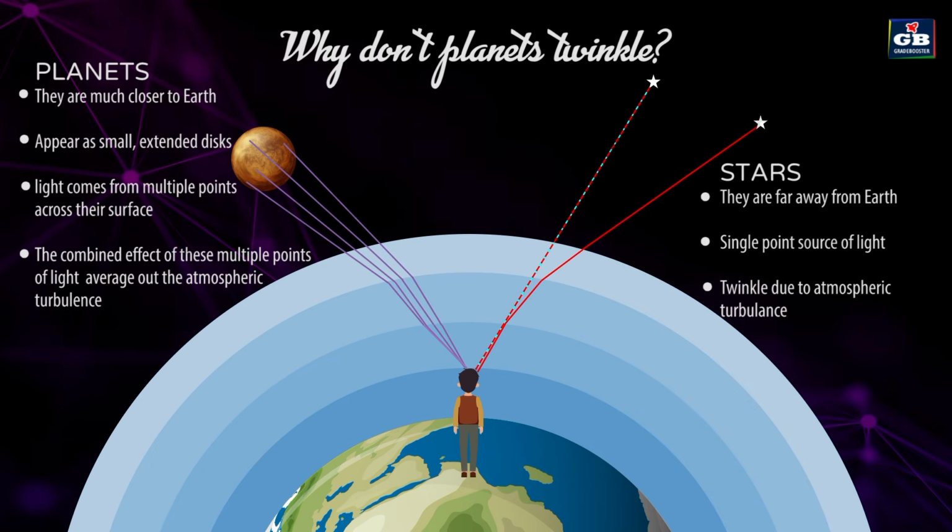In the case of planets, the light coming from them consists of multiple points across their surface. So not a single point, but multiple points. The combined effect of all these multiple points of light helps to average out the atmospheric turbulence. So it cancels out the atmospheric turbulence because the light rays are coming from multiple points. It results in a steadier and less twinkling appearance. That is the reason why the planets do not twinkle whereas the stars twinkle.